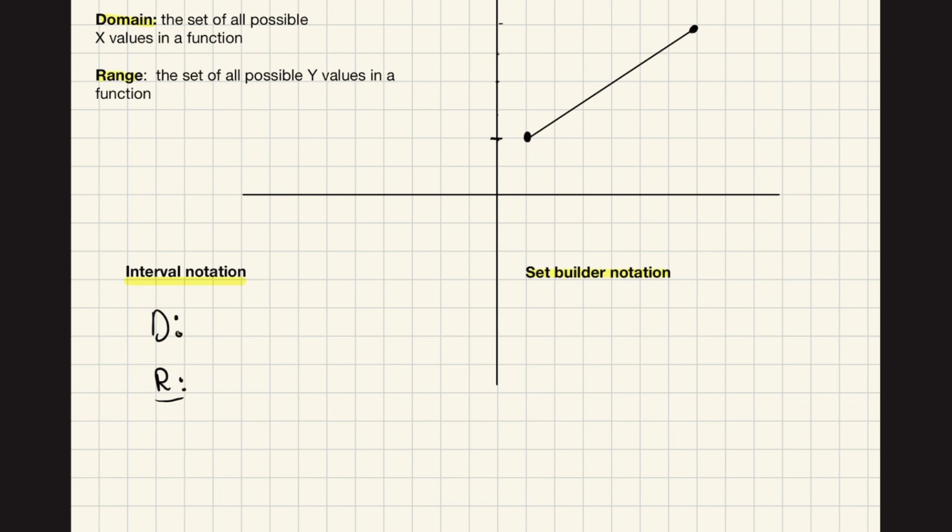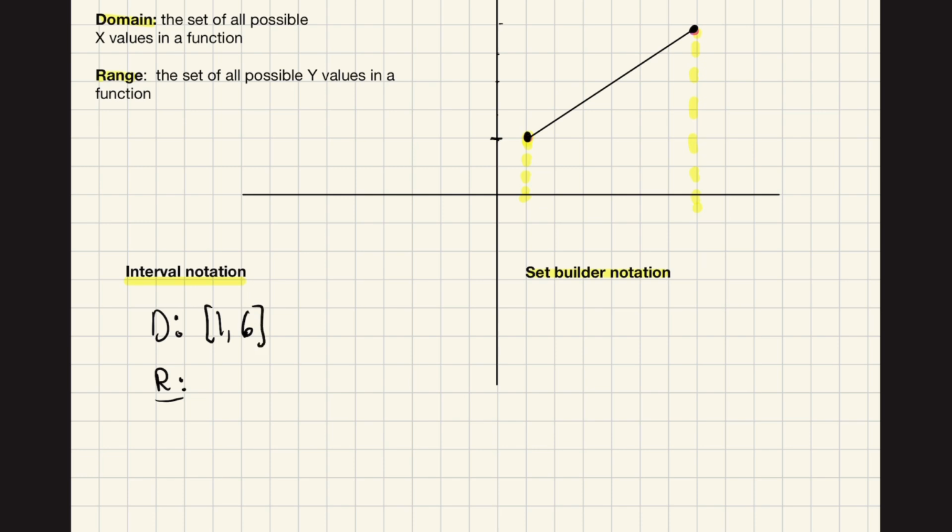So let's say we have this function here where we want to describe the domain and range in both of these notation types. So I'm going to look at the minimum values and the maximum values for both the x and the y. So for the x, the minimum value appears to be at 1, and the maximum value appears to be at 6. And so when I'm describing the domain in interval notation, we're going to write 1 and 6. And since these are included points that I can actually see on the graph, then we're going to enclose those with square brackets here.